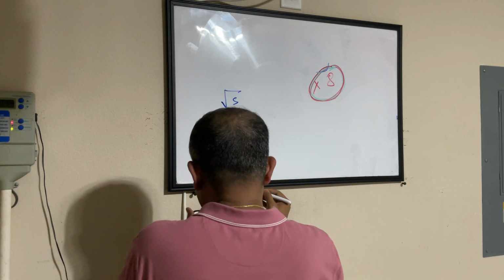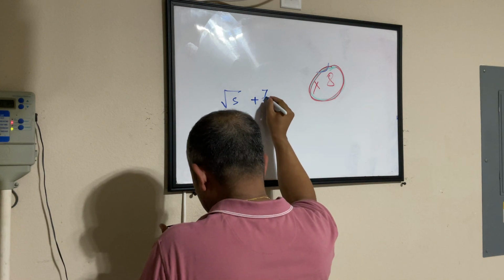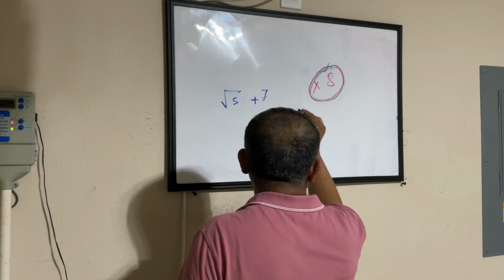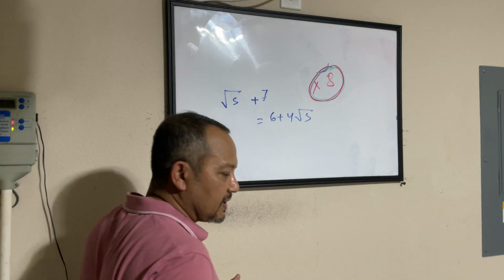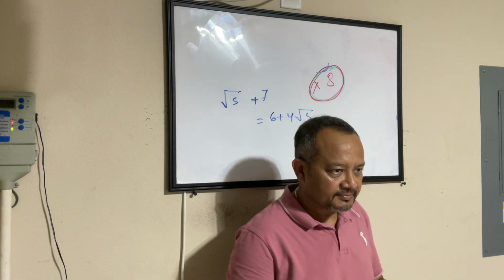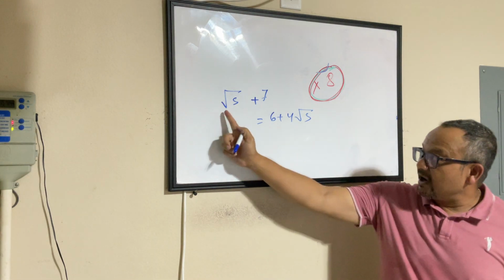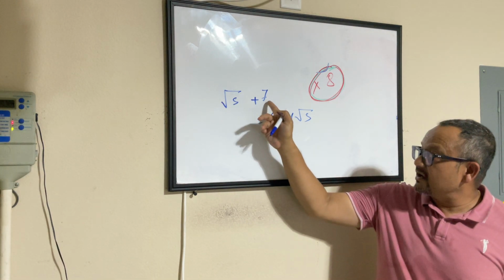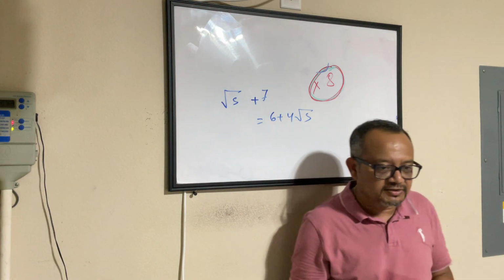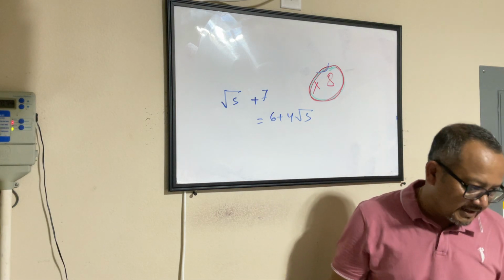The radical equation is the square root of s plus 7 equals 6 plus 4 times the square root of s. Do you guys want to give it a shot? Solve it for s. S as in Sam. Square root of s plus 7 equals 6 plus 4 times the square root of s. Do you want to give it a shot and solve it?